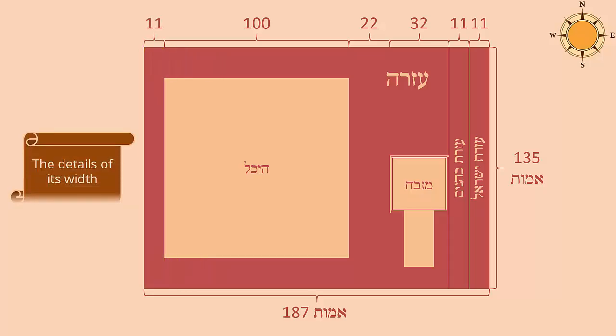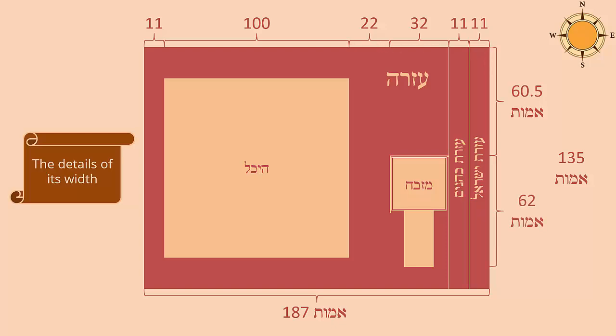And for the width of the Azara, over here the area until the Mizbeach was 60.5 amos. And later we'll learn about this area over here, these 60 amos by what ends up being 76 amos. It's basically the tzafon, which is where all the kodshei kodashim were shechted. Then we have the length of the Mizbeach, which was 62 amos. And then finally at the end, we have this area of 12.5 amos.